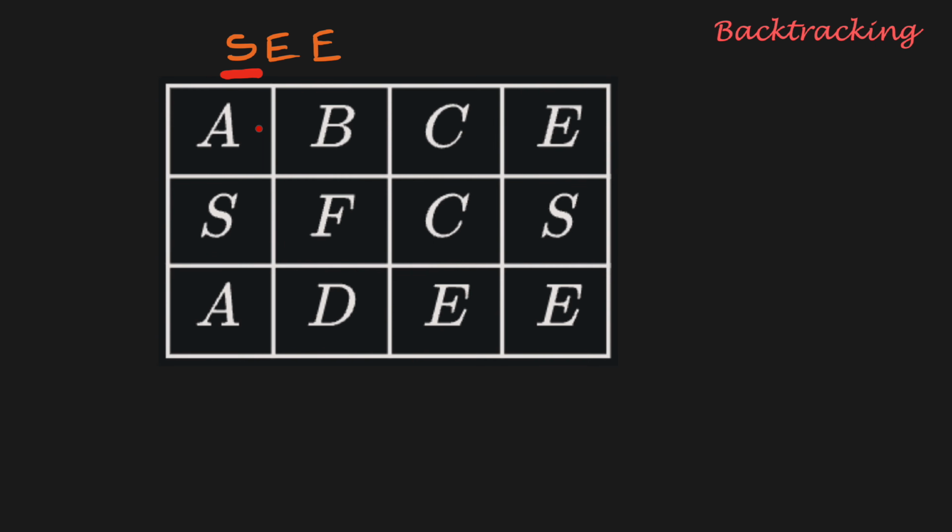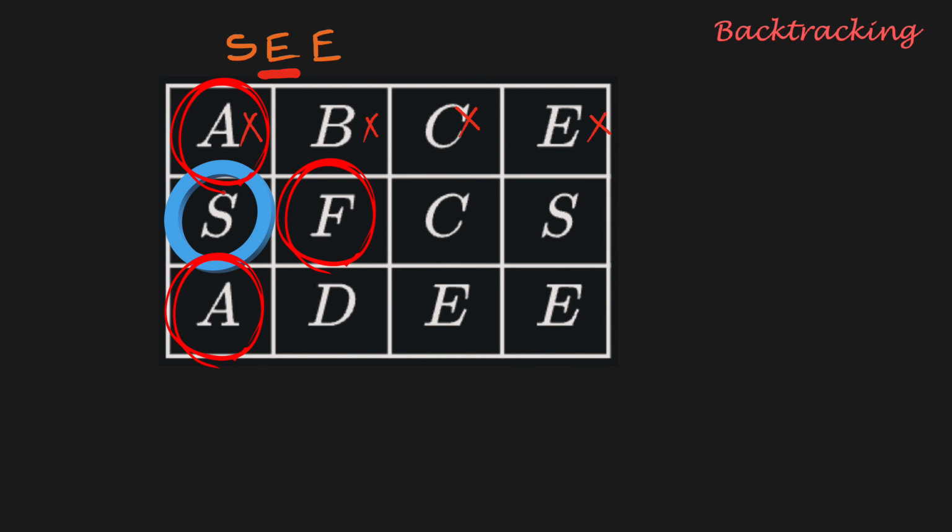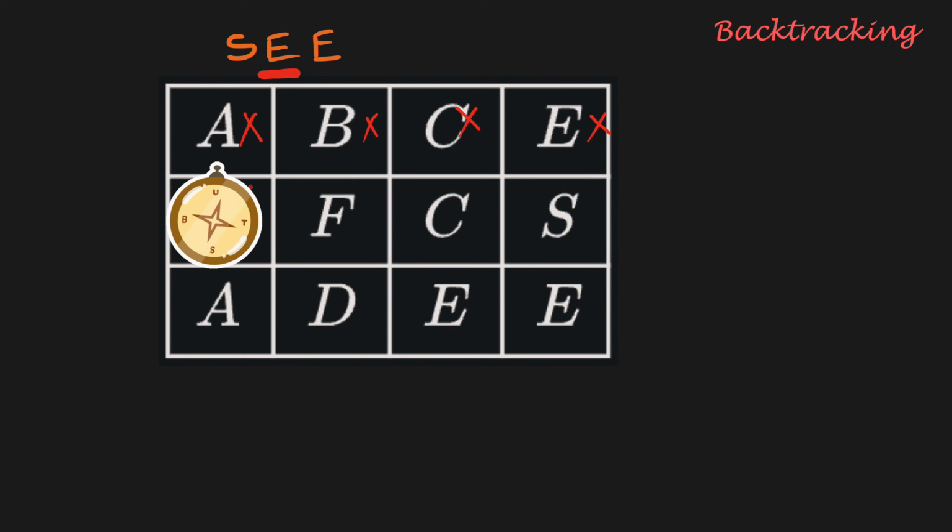Now we begin by scanning the grid for character S, iterating row-wise and column-wise, starting from cell 0,0. The first character we see is A, which doesn't match S, and same is true for the characters B, C and E, until we find the match here. So we move the index forward to match the next character E, which must be adjacent to S in the grid. To locate it, we explore the adjacent cells recursively in 4 directions: up, down, left and right.